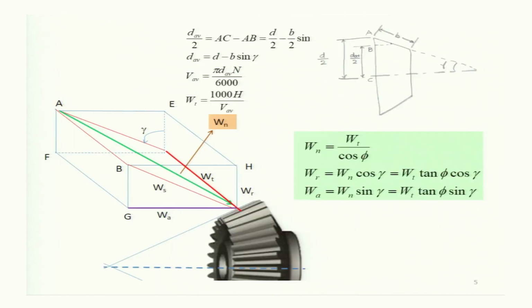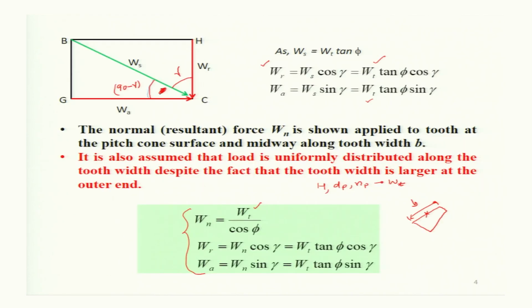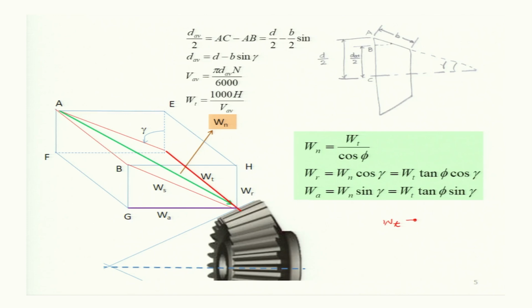Now, to determine the Wt, the main problem is which pitch diameter we have to use, whether the diameter at the big end or the diameter at the small end. But we studied just now that the normal load Wn is assumed to act midway along the tooth width B. So, the diameter should also be taken as the average diameter while determining the value of Wt.